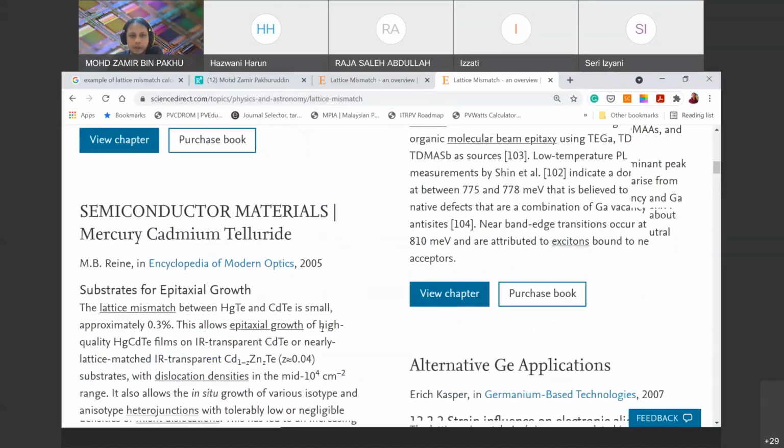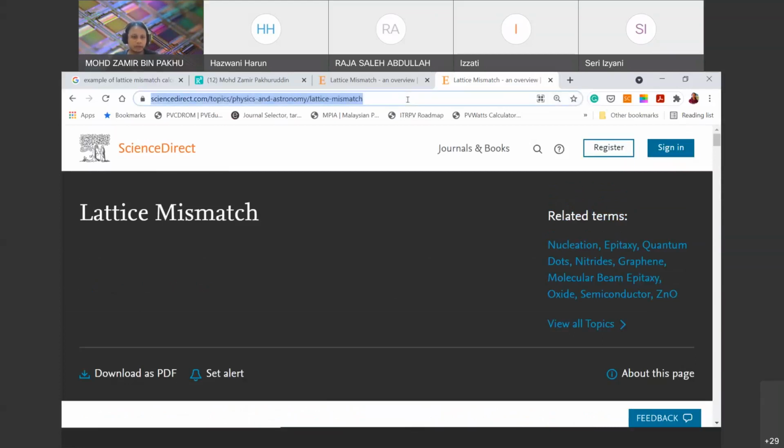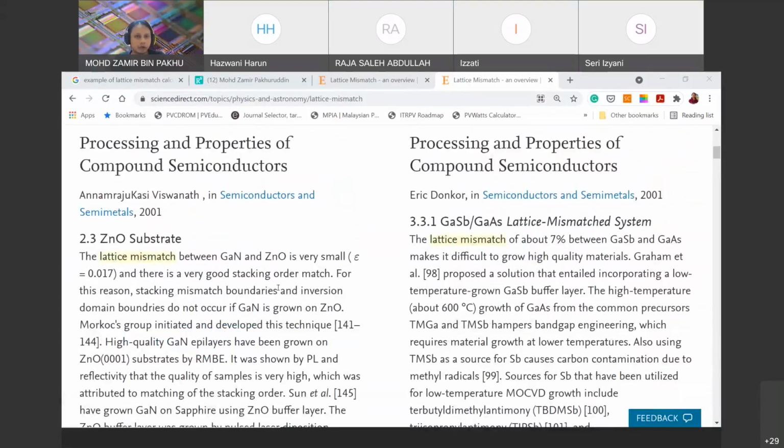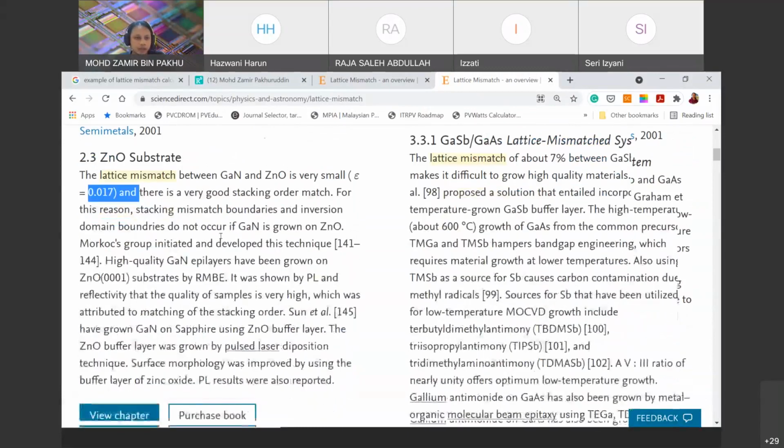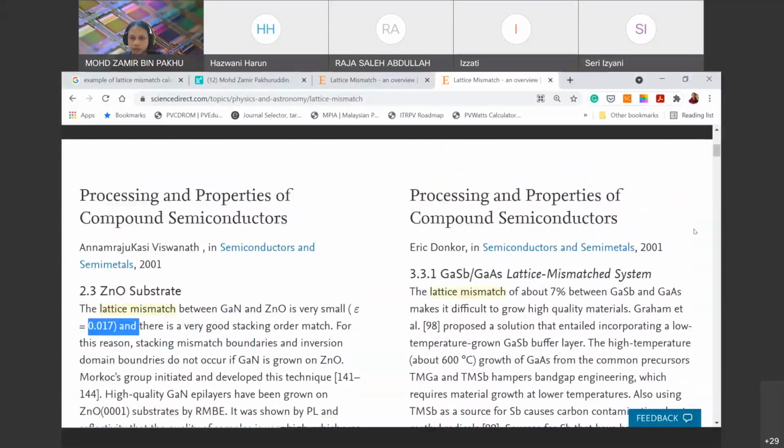If you go up on this page, I'll share this link in the chat box. Later you can just have a look. Okay, let me just share this. You can now click and see for yourself. Okay, I've shared already. If you come to the top part of the page, you can see the mismatch between gallium nitride and zinc oxide is 0.017. Then you can also see the mismatch between gallium antimonide and gallium arsenide is about 7%, right?